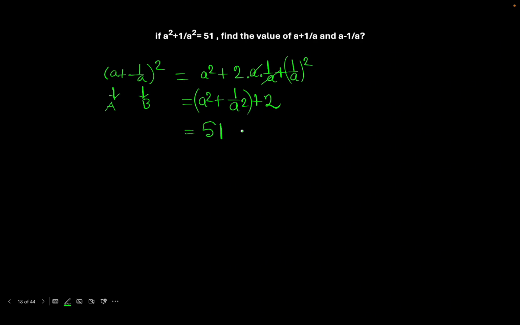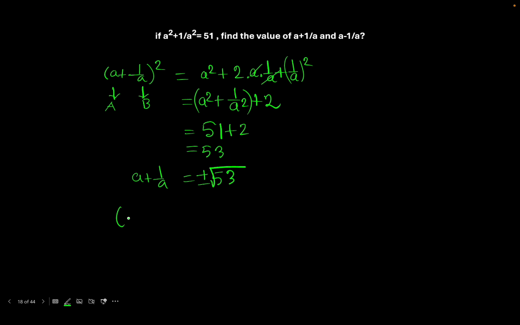51 plus 2 is equal to 53. So a plus 1 by a is plus minus root over 53.